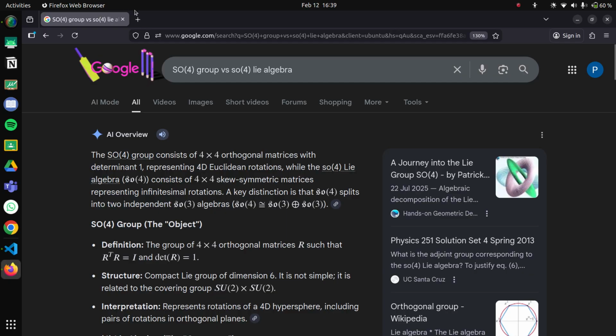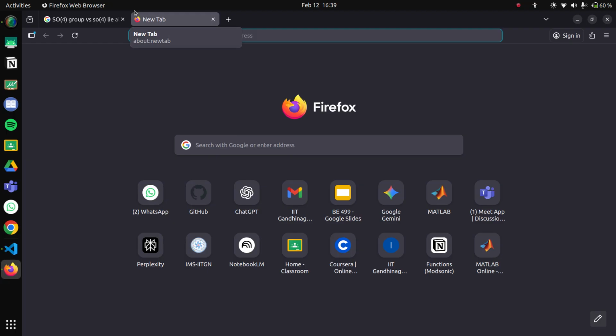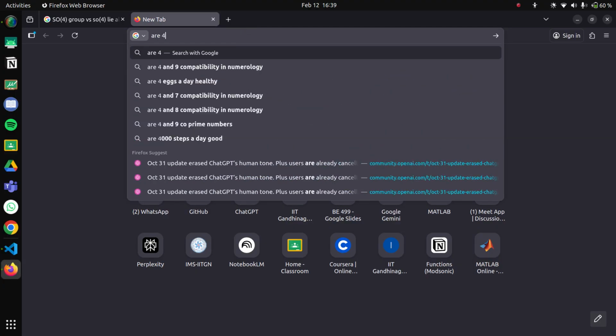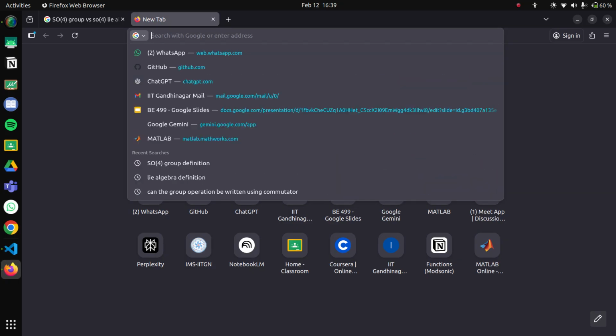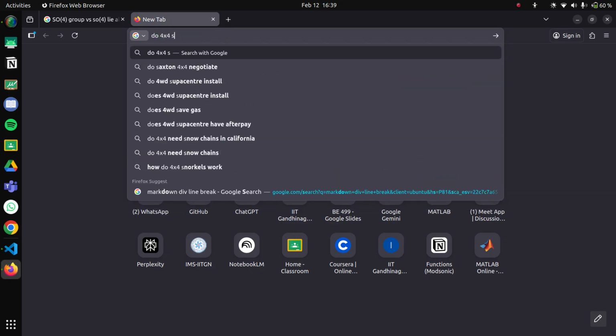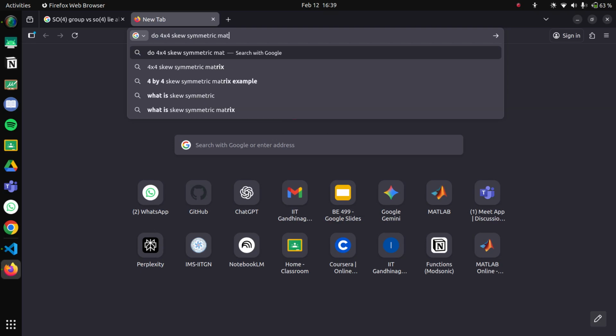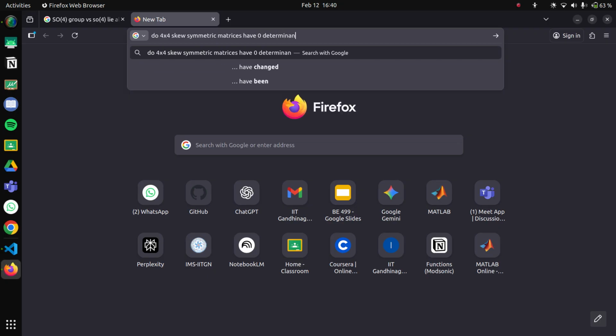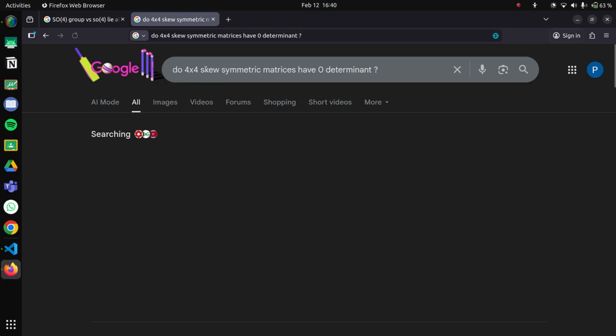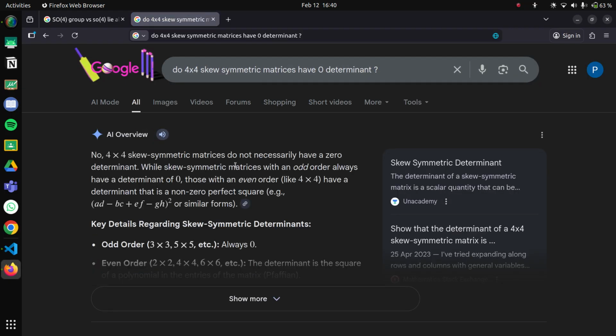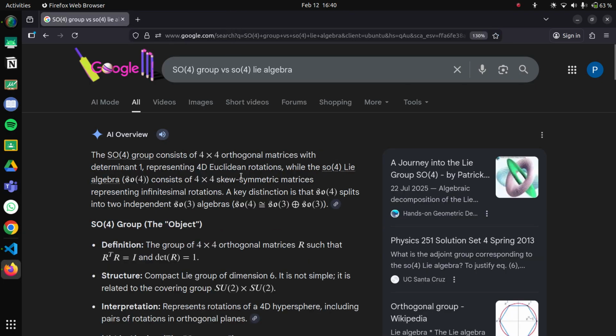Is the determinant of a skew symmetric matrix 0? I know this is a very basic question, but I don't think it is. Not from what I've learned. Do 4 cross 4 skew symmetric matrices have zero determinant? I don't think so. No, they don't. Odd order always has. That's what I thought. Yeah. So no, I can't say it's determinant 0.